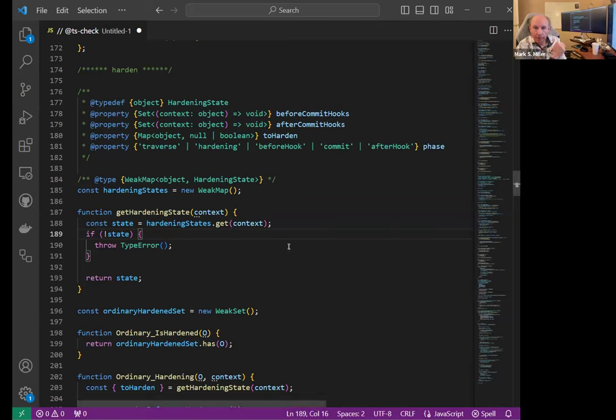I'd like feedback on this approach. So if we want Hardened as an explicit integrity level, you need to involve proxies to reflect it so that they can maintain membrane transparency. So one of those things is the isHardened trap, which is actually fairly straightforward.